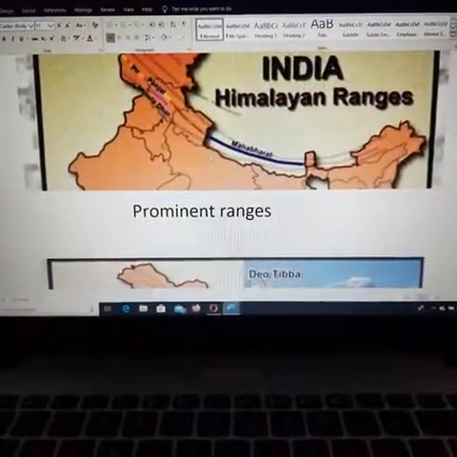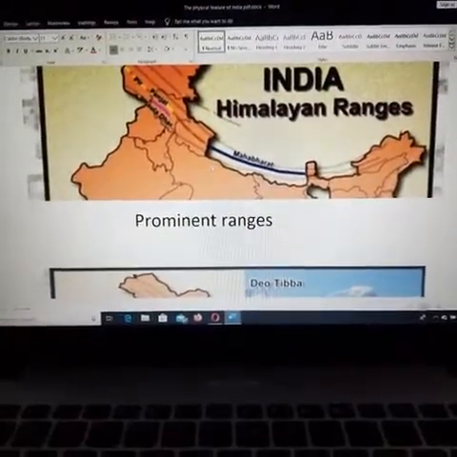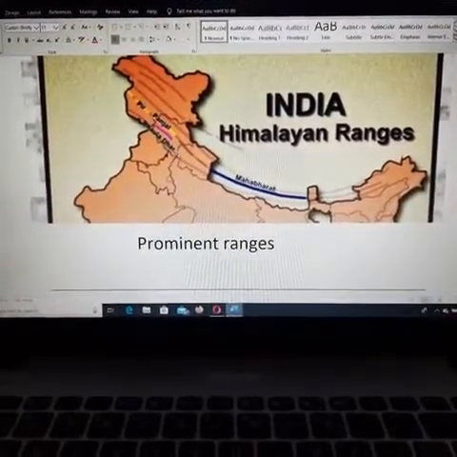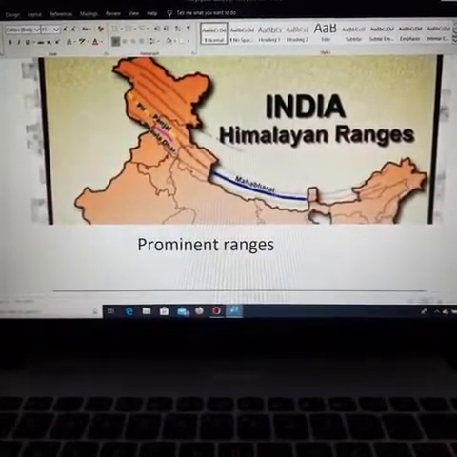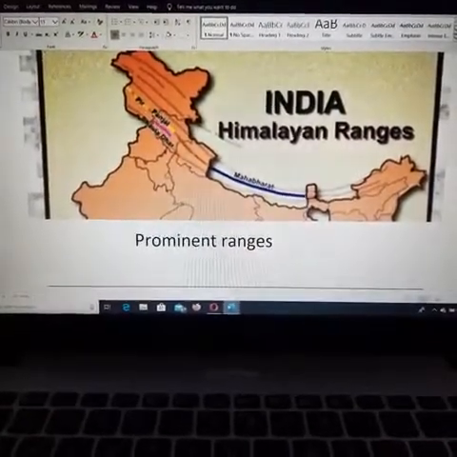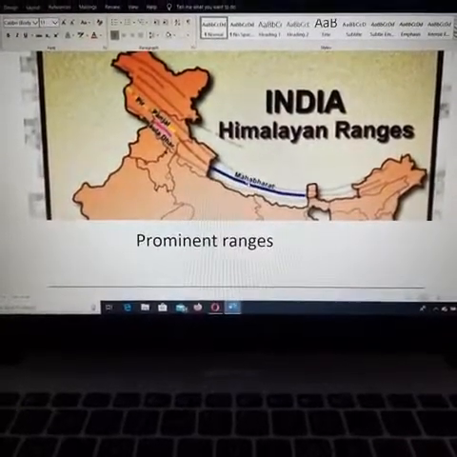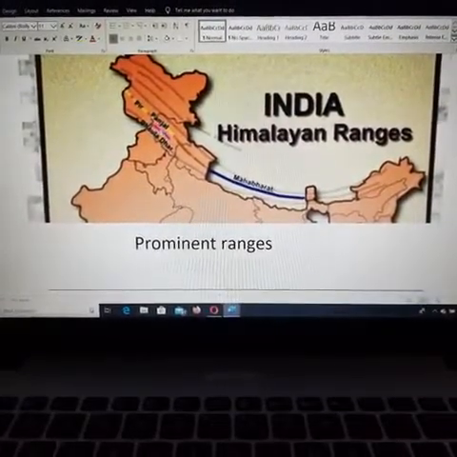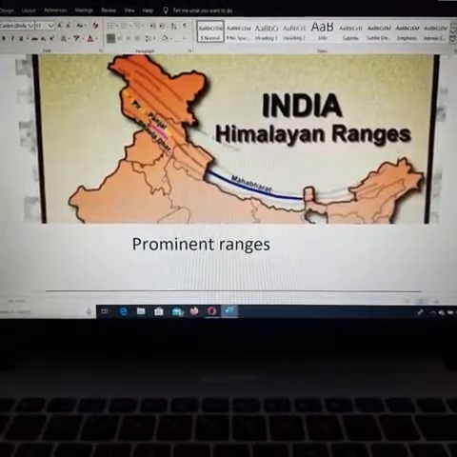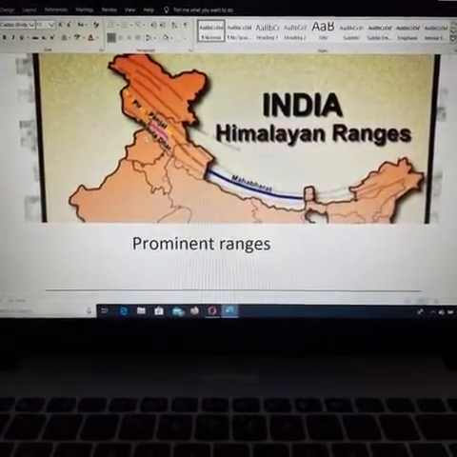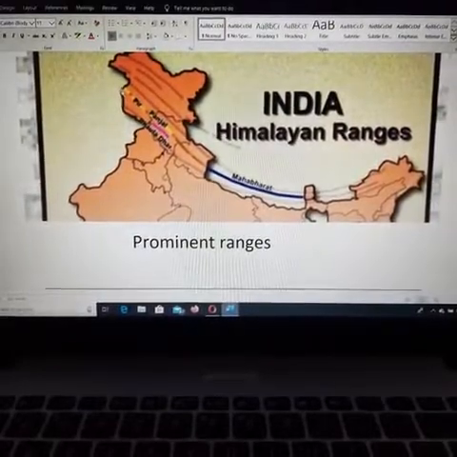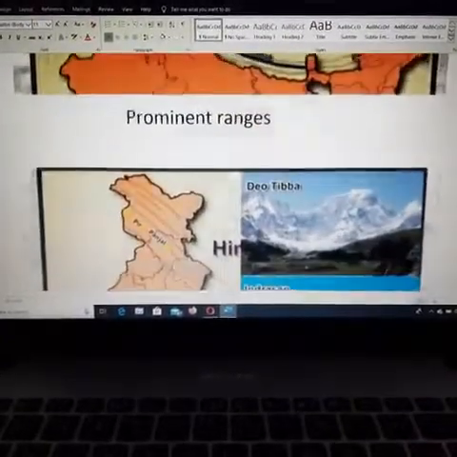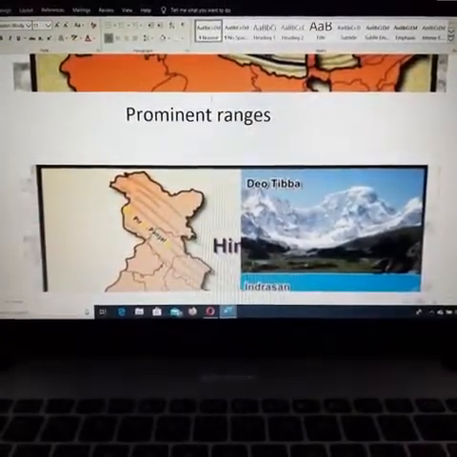Children, in this one there are famous ranges: the Pir Panjal range, the Dhauladhar range and the Mahabharat range. These are the three famous ranges in the Himachal. Two of these are in India and the Mahabharat is in Nepal. So these two ranges we are going to talk about. The yellow one is the Pir Panjal and the pink is the Dhauladhar range. These are the important and prominent ranges in the Himachal.